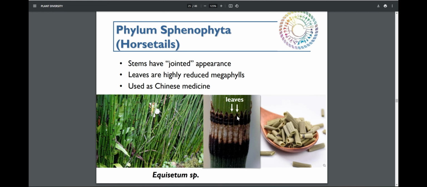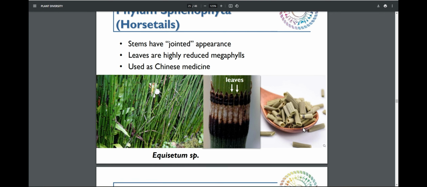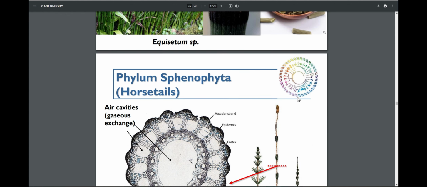That means that they actually have highly branched vascular tissues, and then the stems have a jointed appearance, so it's kind of like each segment, each segment, each segment, and they're used as Chinese medicine. It kind of looks like macaroni. I'm not going to lie, I don't think it will taste well.